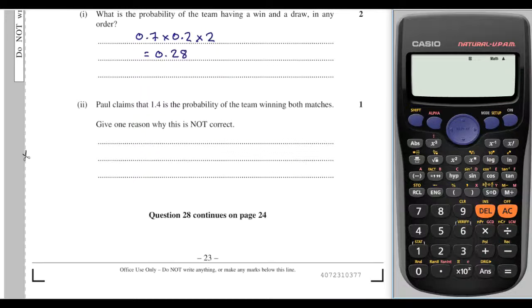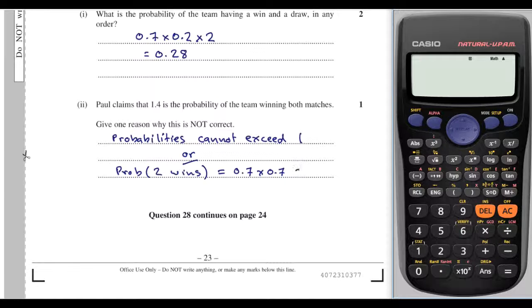C, Part 2. Paul is incorrect, as probabilities cannot exceed 1. An alternative reason why Paul is incorrect is that the probability of 2 wins would be correctly calculated as 0.7 multiplied by 0.7, which is 0.49, and not 1.4.